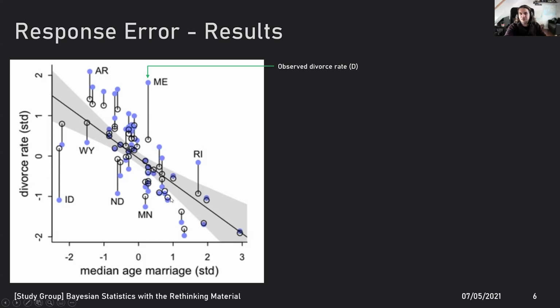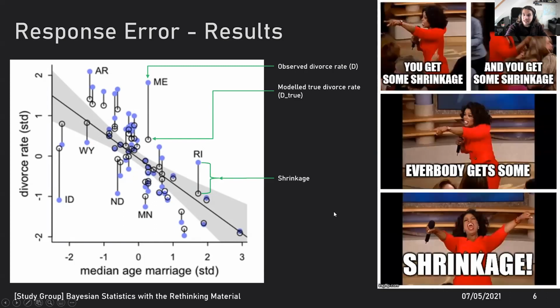Which could easily lead to us having some quite biased results in there, in comparison to the rest of the US. Now, this open circle here is the model's true divorce rate, D true, which we get from our model. So we can see that the distance between the filled dots and the open circles gives us shrinkage. So again, everyone gets some shrinkage, as has been the theme of the last few chapters, I feel like, to make our estimates more robust and our predictions more precise.